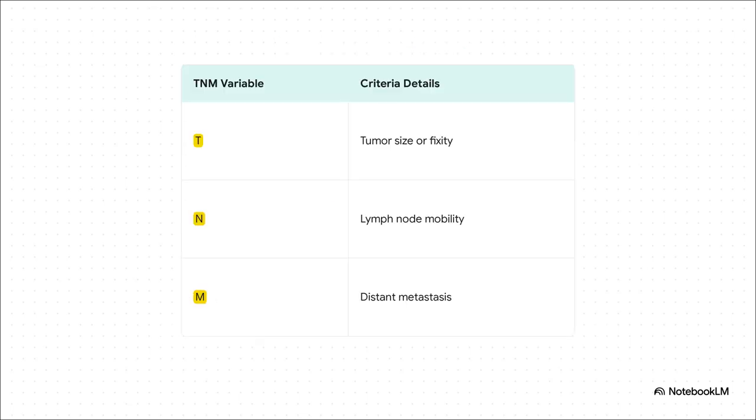Once diagnosed, we use the universally recognized TNM criteria to assess how far the cancer has spread. T stands for tumor size, and that ranges from T1, which is under 2 centimeters, all the way up to T4, where the tumor is actually fixed to the chest wall or causes peau d'orange, which is that pitted skin appearance. N assesses the nodes. Are the lymph nodes mobile, which is N1, or are they fixed, which is N2? Finally, M is for metastasis. Has the cancer spread to distant organs like the lungs, liver, or bones?